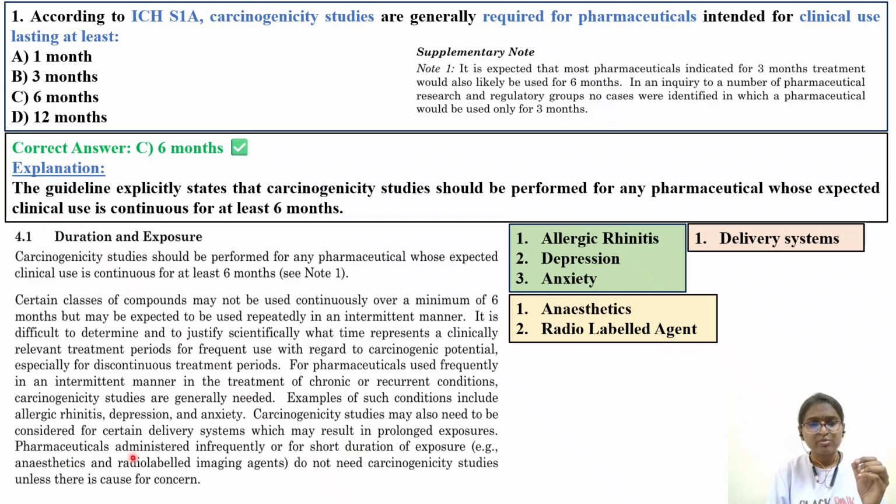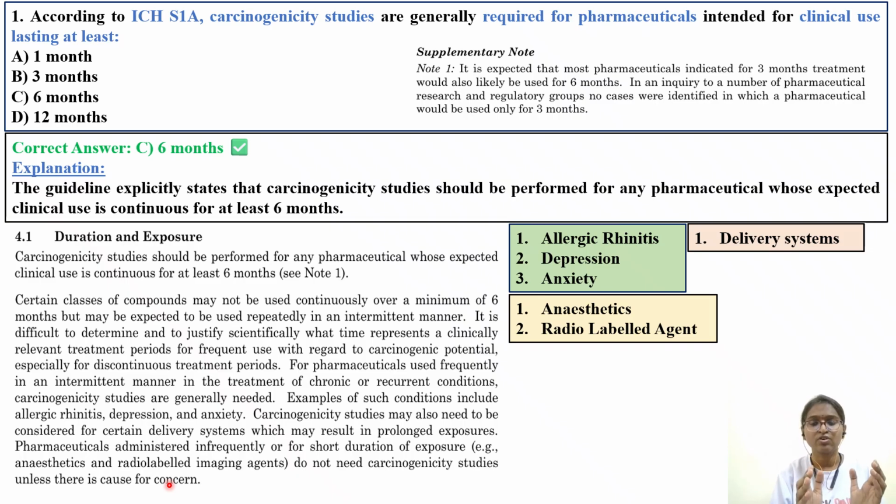Pharmaceuticals administered infrequently, for short duration of exposure, like anesthetics, or when radio-labeled imaging agents are there, for example radio contrast agents and anesthetics like isoflurane anesthesia or ether, do not need a cancer study unless there is a cause for concern. What this cause for concern is, we'll read in another slide.